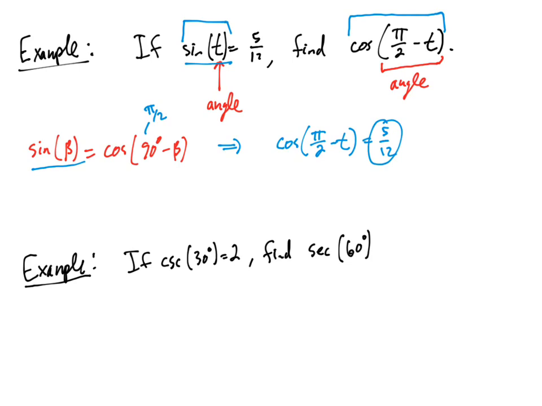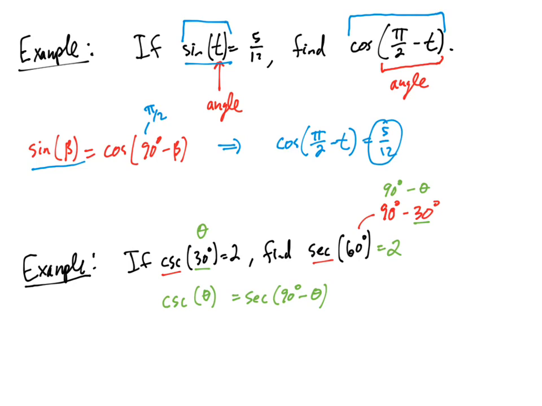And then the second example here says, if cosecant of 30 degrees is equal to 2, find secant of 60 degrees. Well, we know that cosecant and secant are cofunctions of each other. And 60 degrees, we can rewrite as 90 degrees minus 30 degrees. And 30 degrees is this angle here. So it's kind of like we have cosecant of some angle, let's call it theta, that is equal to secant of 90 degrees minus theta. And so we have 90 degrees here minus that angle theta. So with this cofunction relationship, there's not really any work for us to do, so this is just going to be equal to 2. We can visualize this on a right triangle.